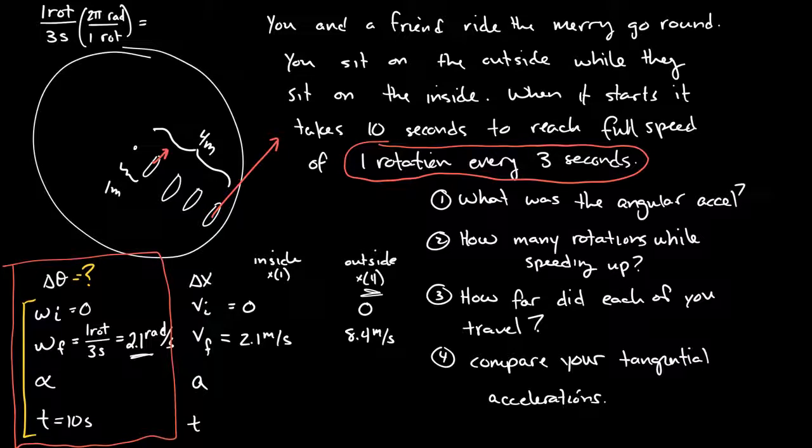You take a look at these. How far did each of them travel? You know how many radians they moved. You need to multiply by the radius to get their distance. Number 4, compare the tangential acceleration. You know the angular acceleration was 0.21 radians per second squared. Now calculate the linear accelerations. The word tangential means linear. Okay? Practice.